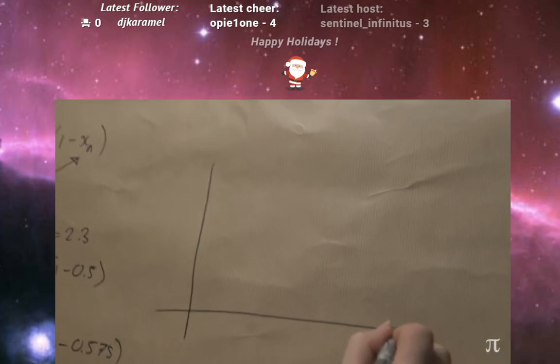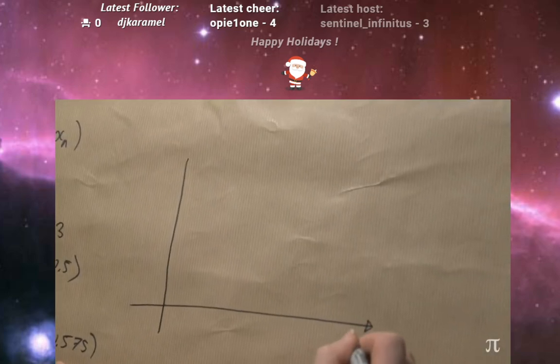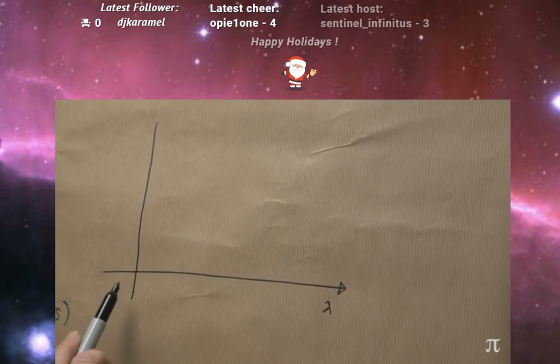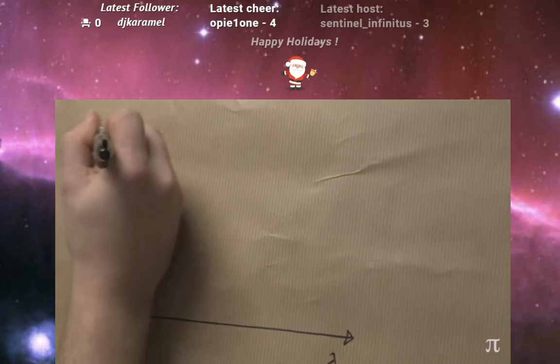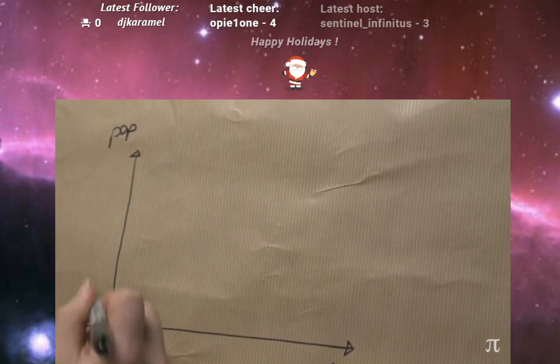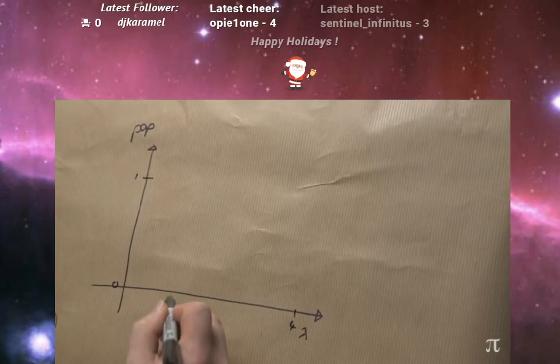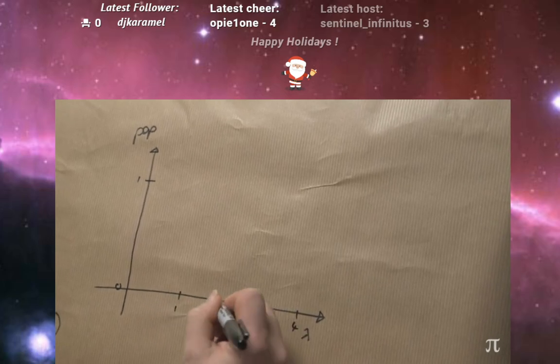This time it's not time. This is going to be the lambda axis. So I'm going to capture different values of lambda, the fertility, on this axis, but this is still going to be population between 0 and 1. I'm going to mark this at 4, and this is 1. So this is the behavior after it's settled down.